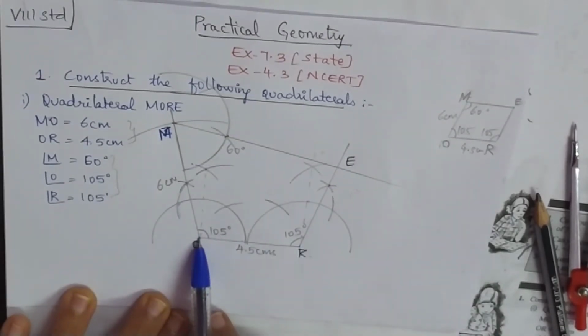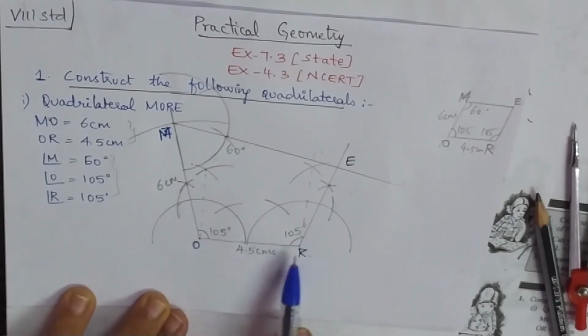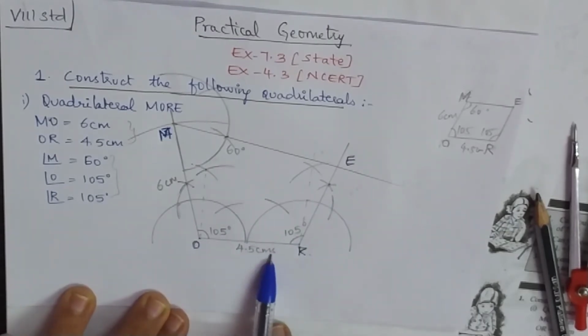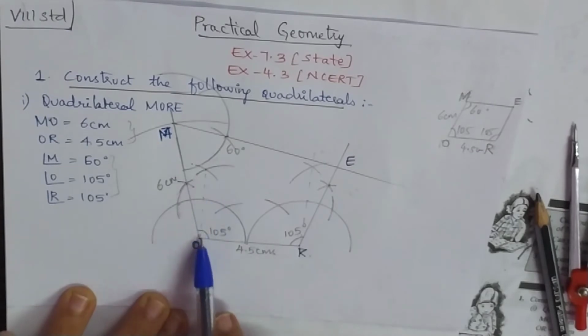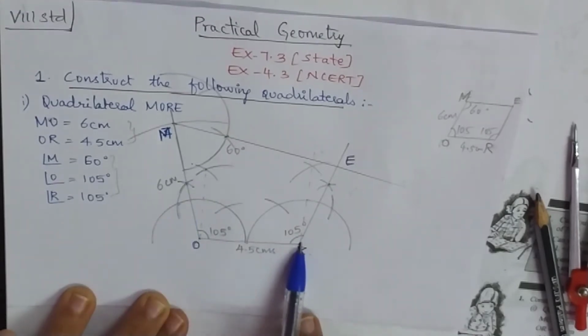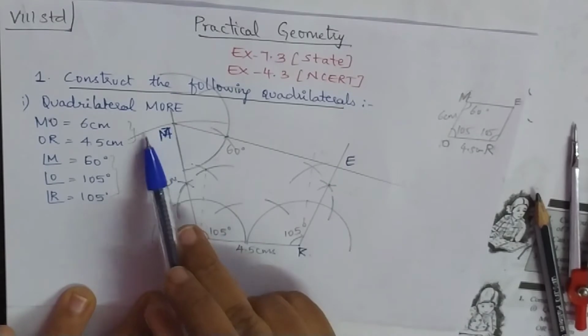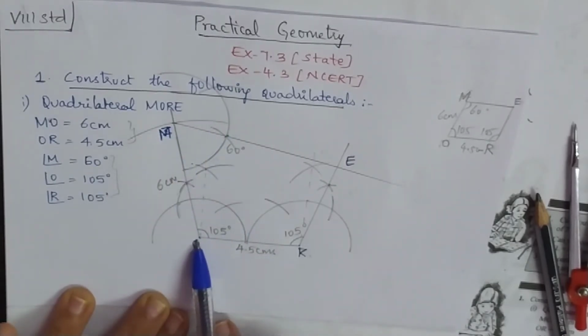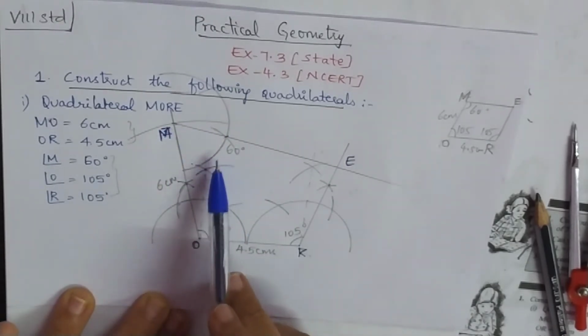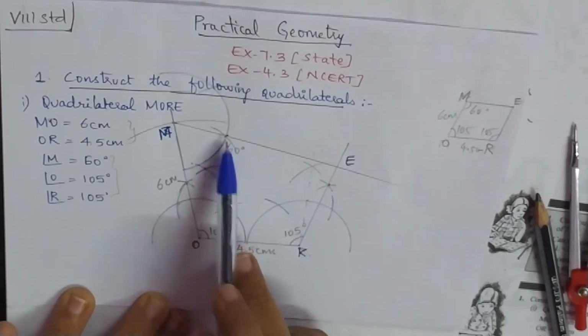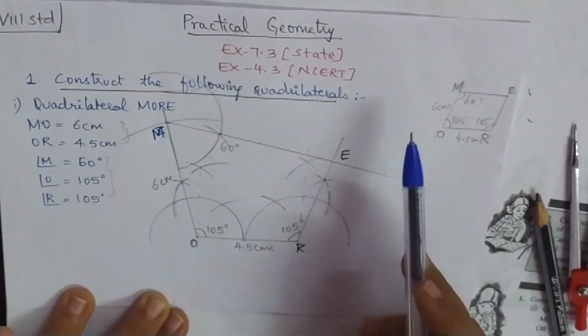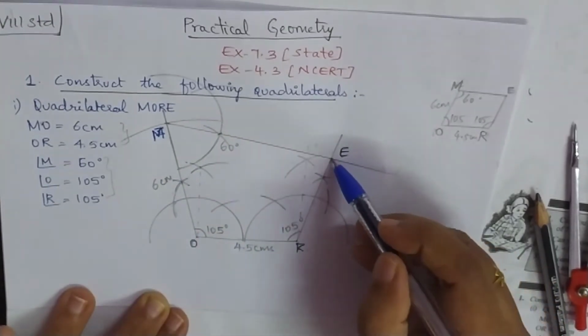First, we started with point O. We drew a line OR 4.5 centimeters. Then we first did a perpendicular bisector at point O, 90 degrees. And then we constructed 105 degrees. Here also we did the same. First 90 degrees and then 105 degrees. Then we cut a 6 centimeter arc. And then at M, we drew a line for 60 degrees. And wherever it meets the line of 105 degrees, that is your point E.